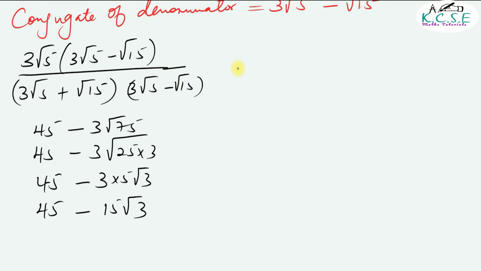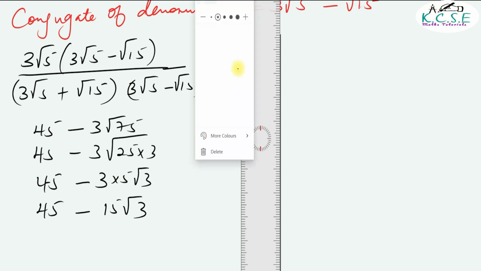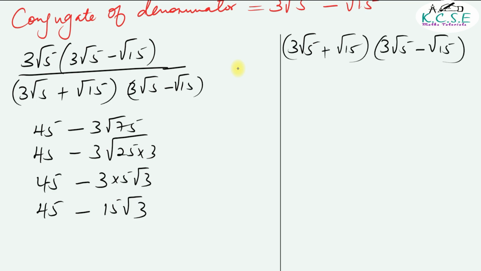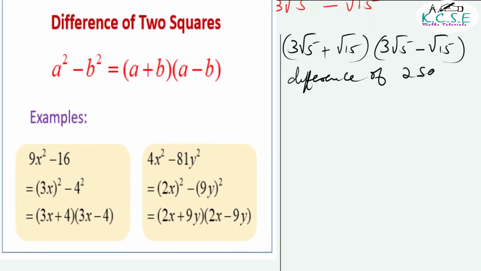Now that is the numerator. Now let's go to the denominator and get the solution for that. So for the denominator, we have 3 root of 5 plus root of 15 multiplied by 3 root of 5 minus root of 15. So this is the difference of two squares.